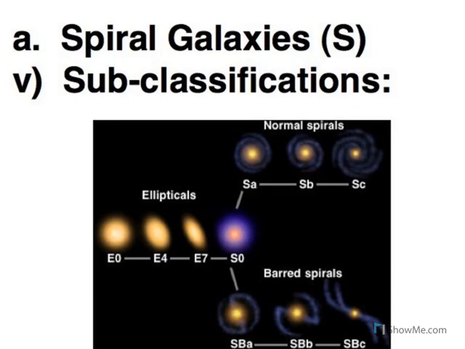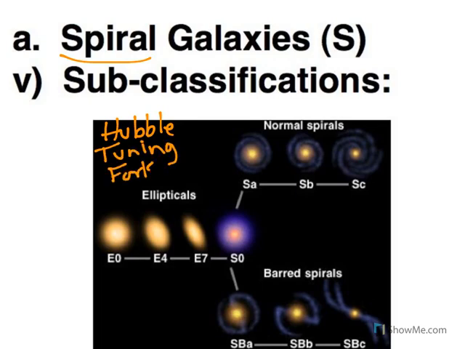Now Hubble didn't just say, okay, we're going to call these things spirals and leave it at that. He created subclassifications, and this picture is called the Hubble tuning fork. He actually pictured this as describing the order of galaxy shapes in terms of formation, that they actually changed from one to the next. He was wrong about that. So that's one of the few times Hubble was wrong. But we still use his subclassifications. So in the case of normal spirals, we have three subclassifications. S with a little a, a little b, and a little c.